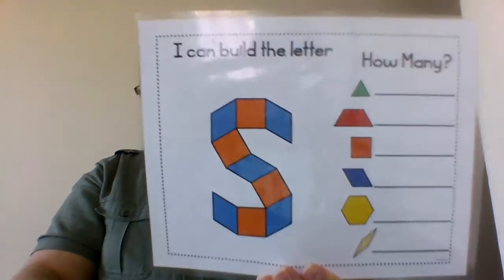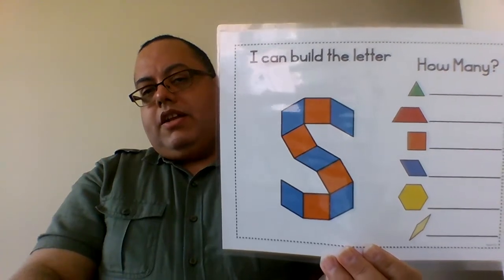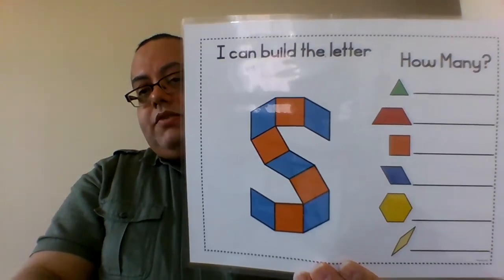But that's not the only letter I have today, and some of these letters will give you a little bit of a challenge because they don't all have them. So let's look at the next letter, the letter S. I'm going to ask you quickly, do you see any triangles? Do you see any trapezoids? So then those two automatically should be 0.